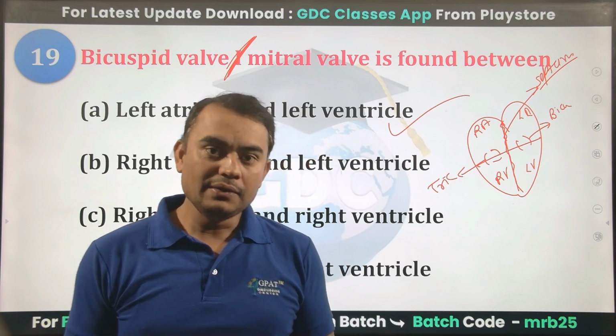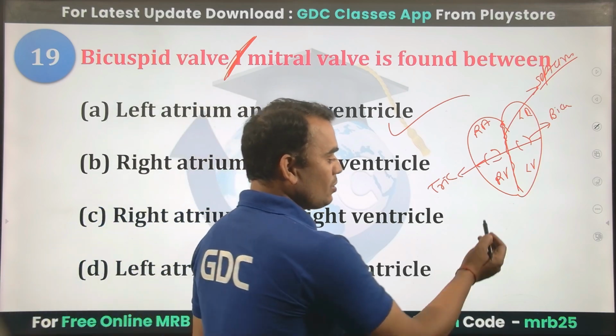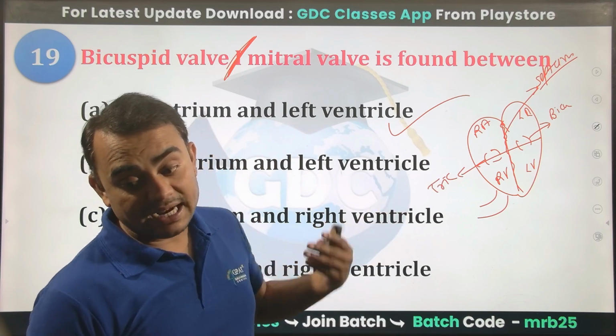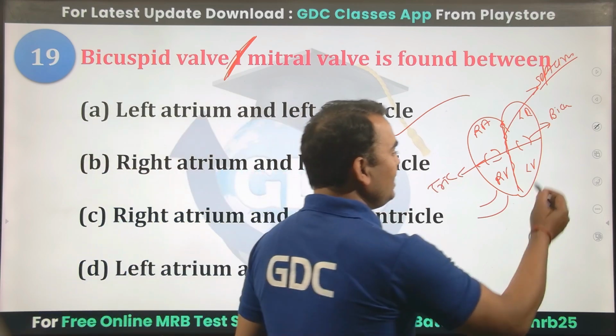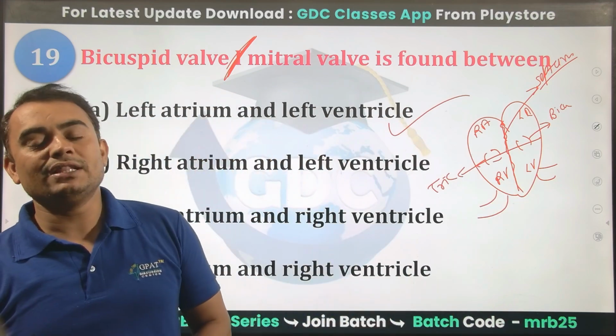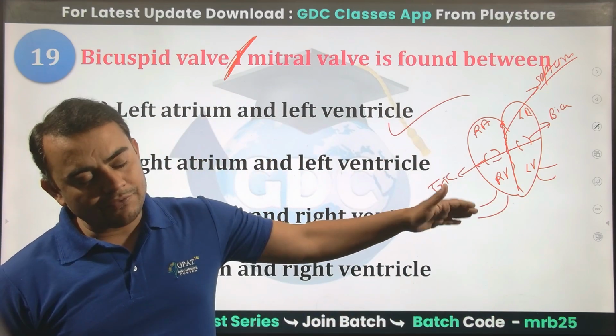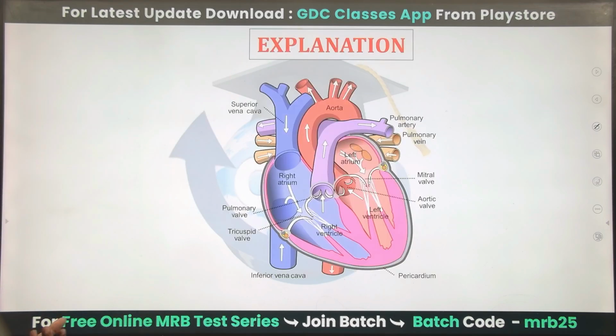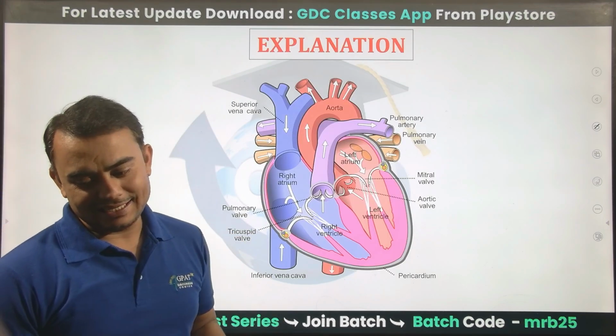Yes, two more valves are also there. One is called the pulmonary valve, which is present between the right ventricle and pulmonary artery. Another valve is the aortic valve, present between the left ventricle and the aorta. So the correct answer will be left atrium to left ventricle. That is the correct answer.